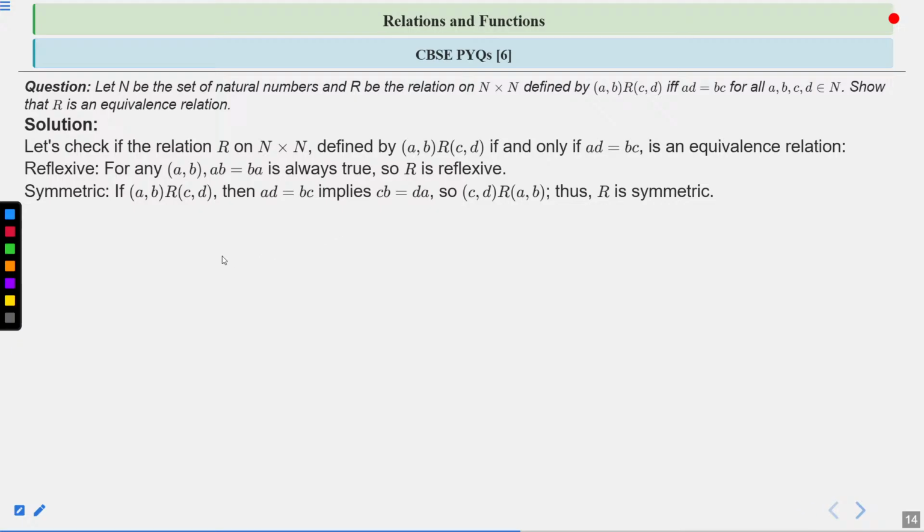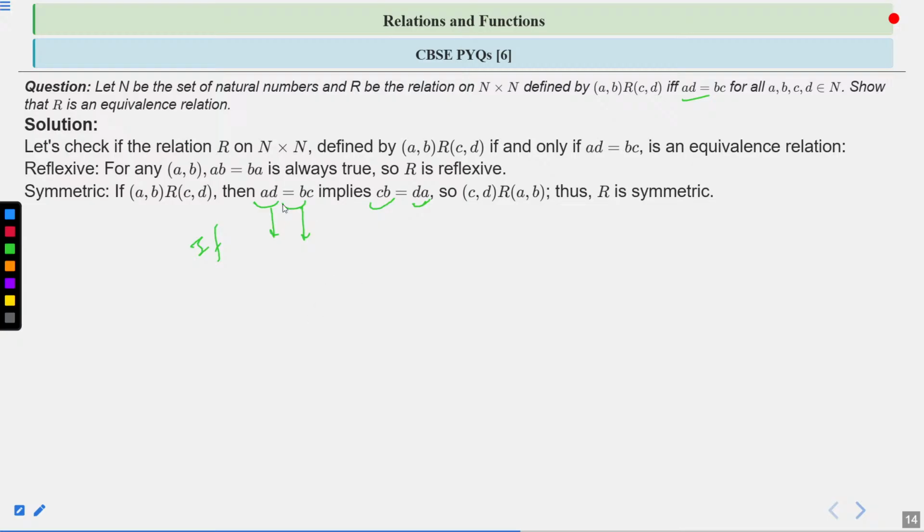Now for symmetric, if (a, b) is related to (c, d), then we can say that ad is equal to bc. If (a, b) is related to (c, d), then (c, d) must be related to (a, b). This implies cb should be equal to da, and it is happening. Clear? bc can be written as cb also, because 5 into 3 is equal to 3 into 5.